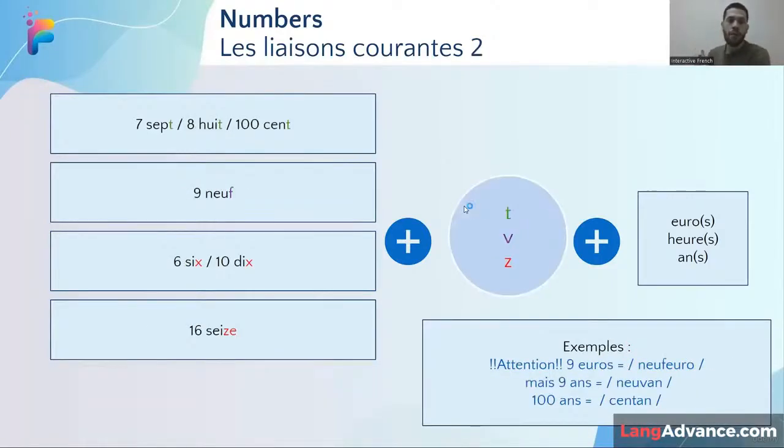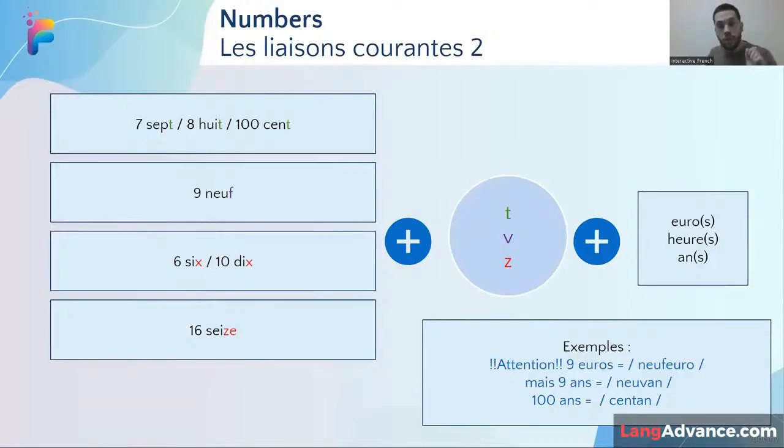Now you also have a t sound at the end of the number when your number ends with a t, right? So that's the case with sept, with huit, with cent. You would say 7 euros, 8 heures, 100 ans.